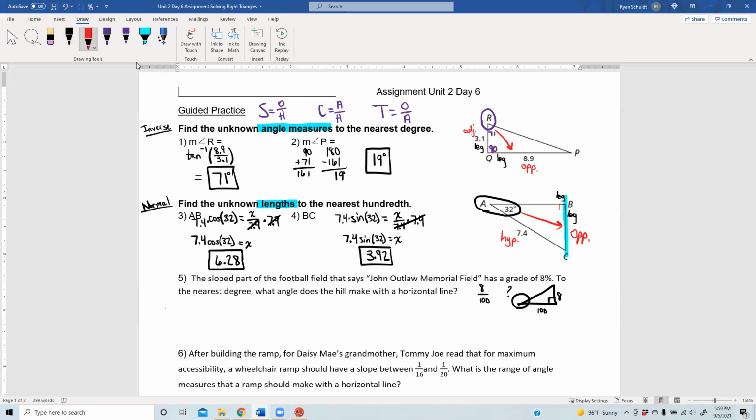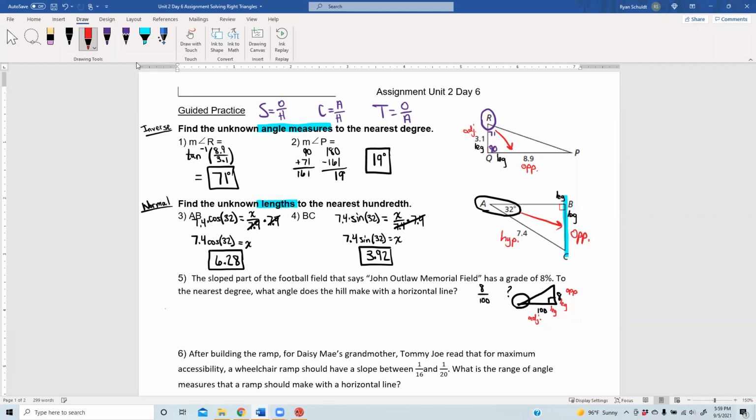If you label your legs, this 8 is opposite, the 100 is adjacent. So which trig ratio uses opposite and adjacent? That would be cosine. No, what am I talking about? That'd be tangent. I'm looking at tangent and then said cosine. Opposite and adjacent is tangent.